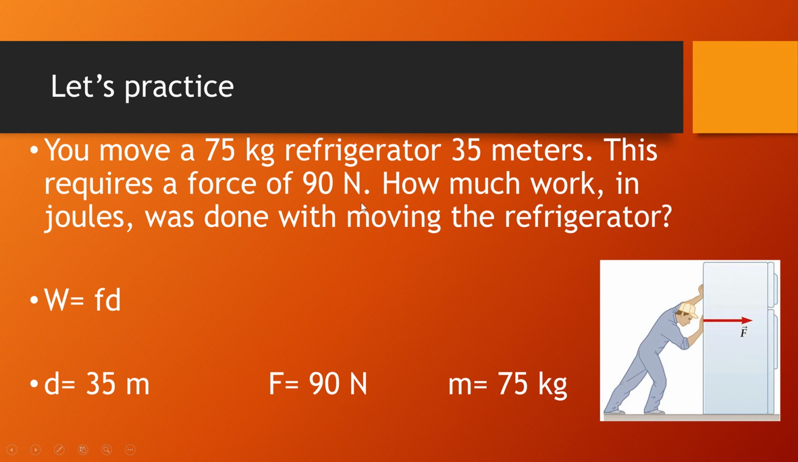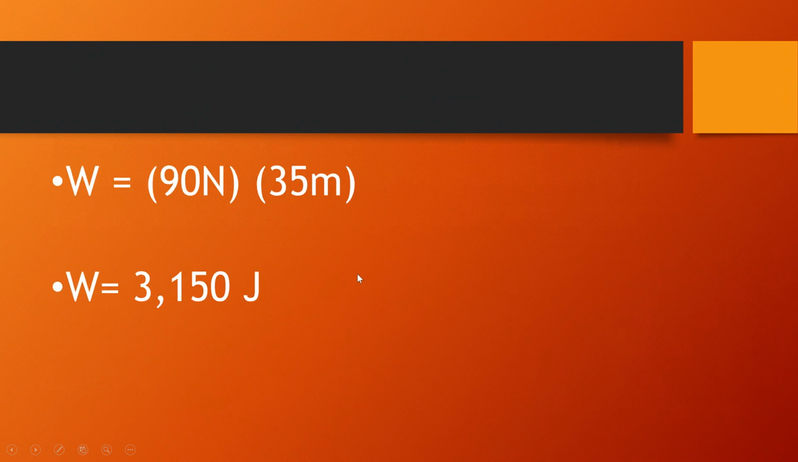Is there something in this word problem that is irrelevant, that we do not need? Yes, we do not need this 75 kilograms. Who cares how much it weighs or how much mass it has? We do not need this for our purpose. So you need to be able to extrapolate the pertinent information from these word problems. We have our distance and we have our force, so all we have to do is multiply them together. 90 times 35 is 3,150 joules.